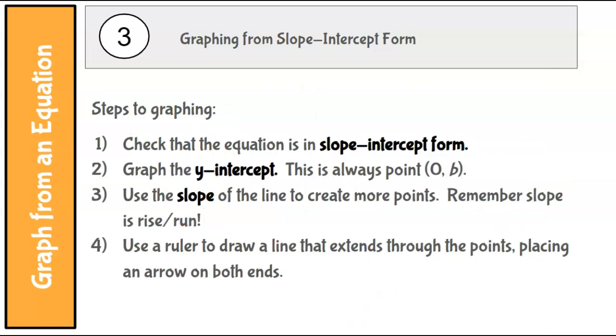For those of you who like to follow steps, here are the steps to graph. First, check that the equation is in slope-intercept form. If it's not, you can put it in slope-intercept form. Then graph the y-intercept. This point is always (0, b). Then use the slope of the line to create more points. Remember, slope is rise over run. And then use a ruler or a straight edge tool on your computer to draw a line that extends through the points, placing an arrow on both ends.